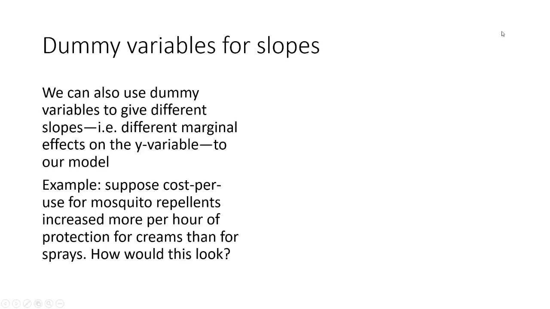In the model that we've estimated so far for our mosquito repellent data, we've forced creams and sprays to both have the same relationship between cost per use and hours of protection. That is, the increase in cost per use per hour of protection is the same for creams and for sprays. But what if that's not the case?